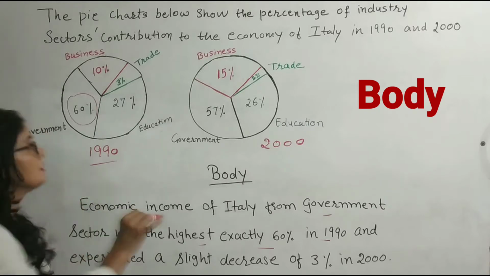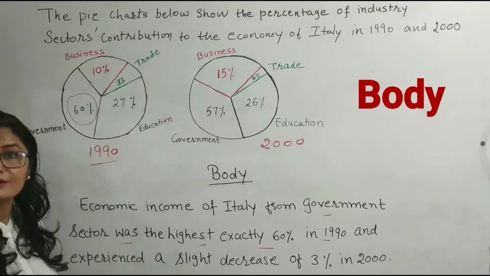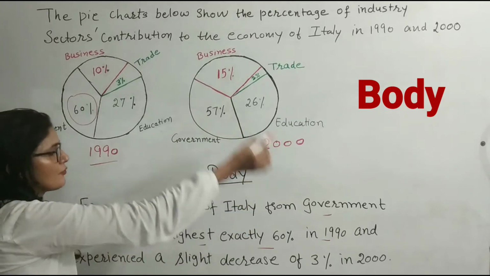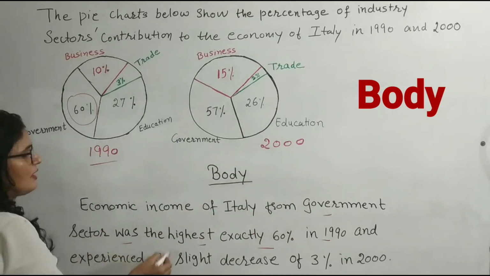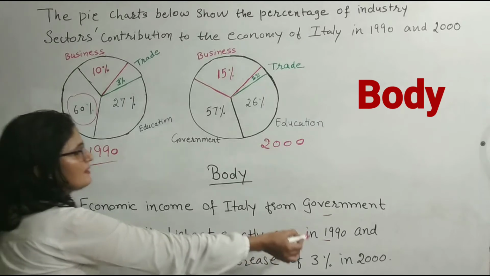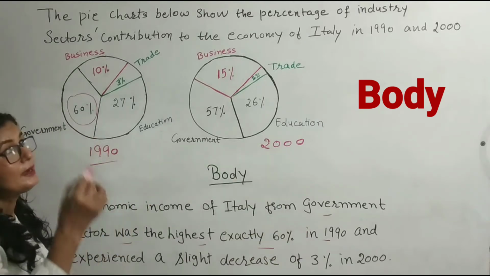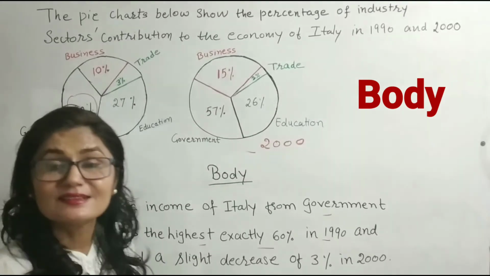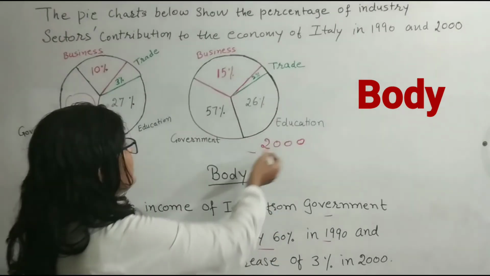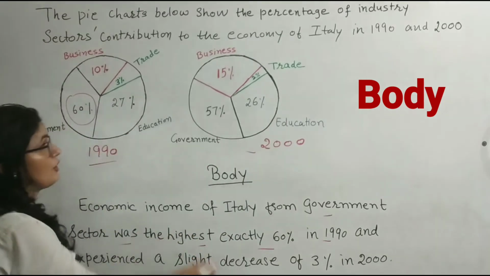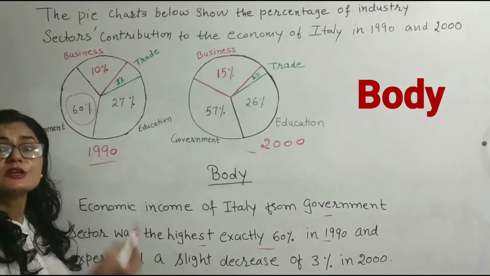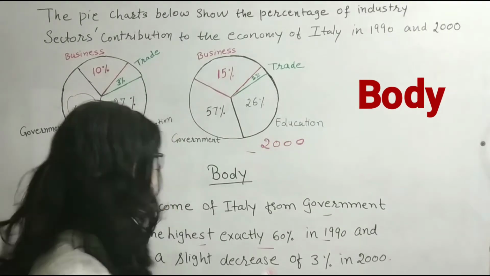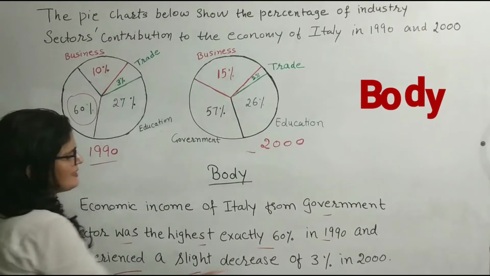So what I did? I started from the highest. The economic income of Italy from the government sector was the highest, exactly 60% in 1990. And now, just for comparison, for getting 9 bands, what happened in 2000? In 2000, what did Italy experience? Wonderful vocabulary: it experienced a slight decrease.